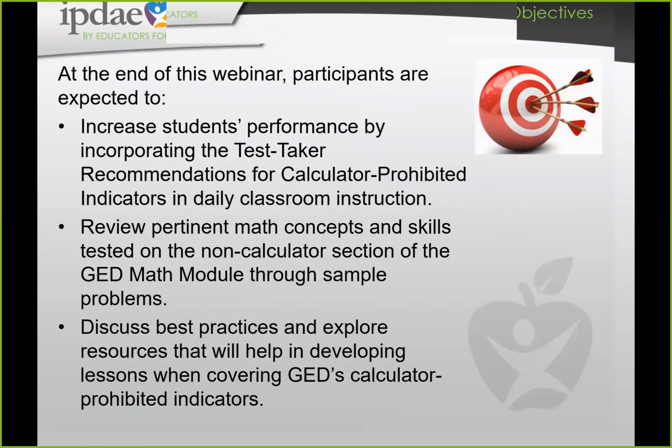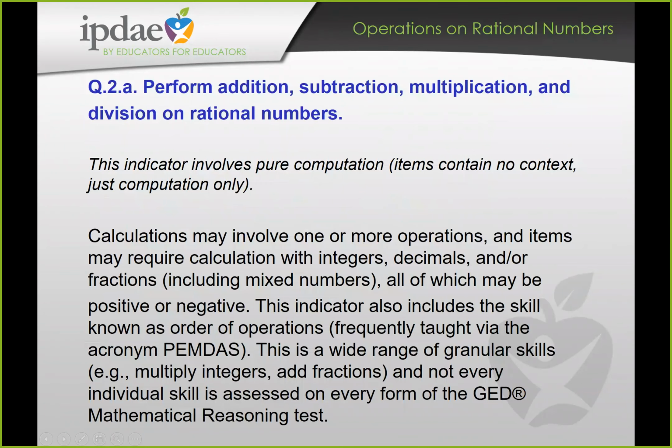So in continuation, we're going to now move on to Q2A, the indicator that says perform addition, subtraction, multiplication, and division on rational numbers.